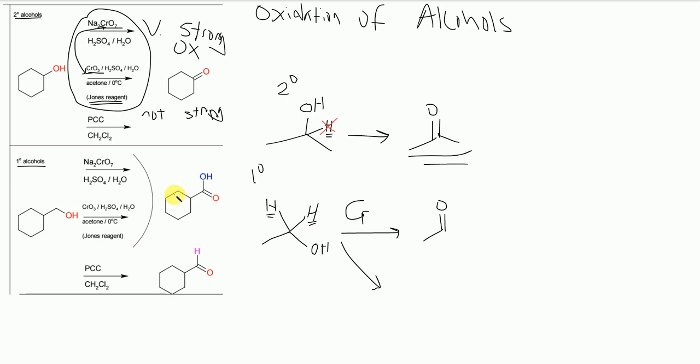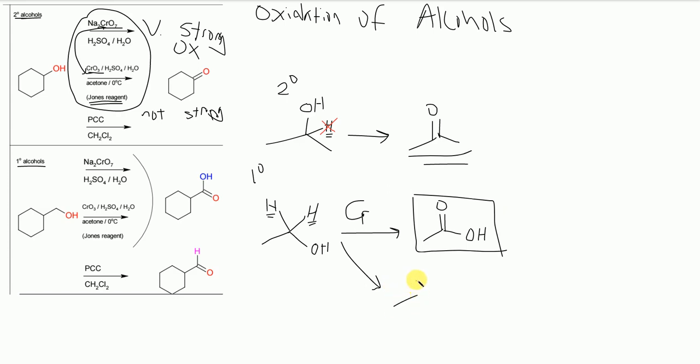Like we've shown before, whenever I have strong oxidizers and a free hydrogen, this is going to oxidize that hydrogen bond and turn it into an alcohol. So what I get for the first two is always a carboxylic acid. What they have shown here is that if I have a primary alcohol and use either the Na2CrO7 or Jones, I will always form a carboxylic acid at a primary carbon. But PCC, on the other hand, will always give me the aldehyde, okay?